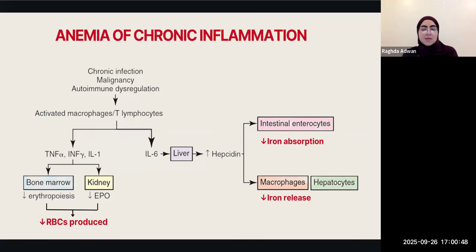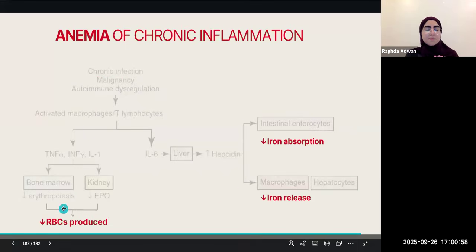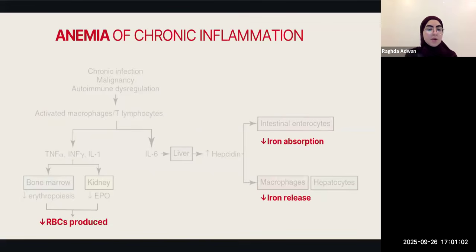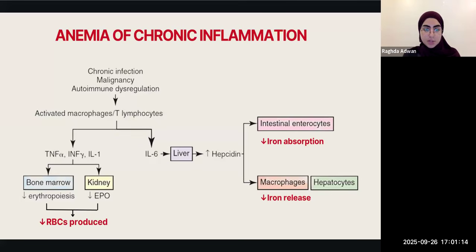So this is going to result in less iron absorption from your intestines and less iron released from your stores. All of these three things, the red blood cell production being inhibited, and also the iron absorption being inhibited and iron release being inhibited, will result in anemia, which is a decrease in hemoglobin and red blood cells. This is what happens in anemia of chronic inflammation.